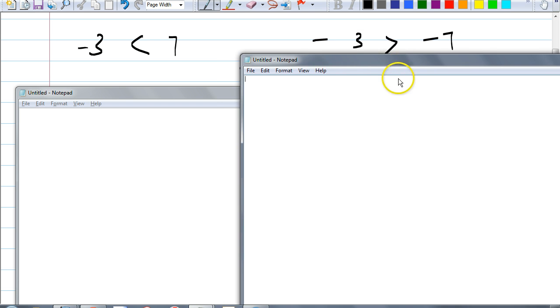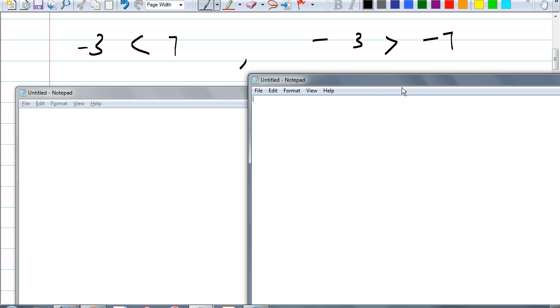What about this? Which one's greater, -3 or -7, class? -3 is greater. So in terms of number line, we sort of know which one's greater. So when you're comparing two numbers, what can you tell by the number line?